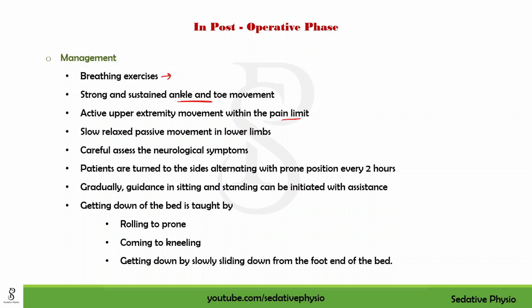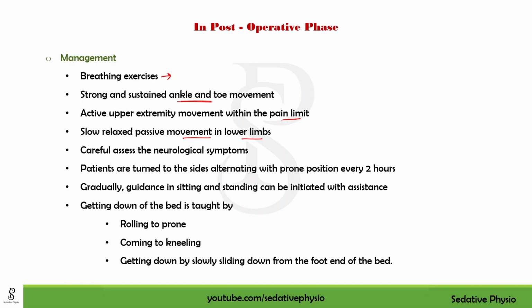Okay, this will be active movement. Now, after the active movement, we will go for the slow, relaxed, passive movements in lower limbs and in upper limbs too. This will be very beneficial if there are any problems and issues related to the range of motion of some joints. This will help to increase the range of motion of that particular joint.